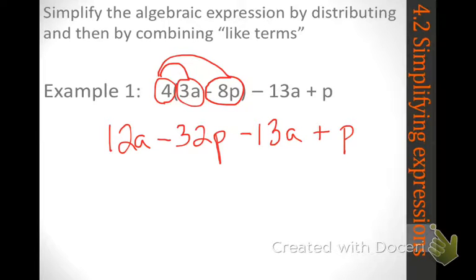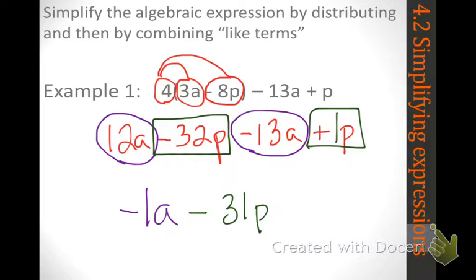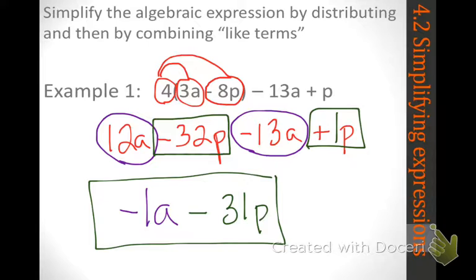Now that I've multiplied, now I can add or subtract common terms. So I have 12a's here, minus 13a's, so I have negative 1a. My p's, I have negative 32p's plus 1p, so the result of that is minus 31p. And so my answer, it took 2 steps to do this problem. My answer is negative 1a minus 31p.